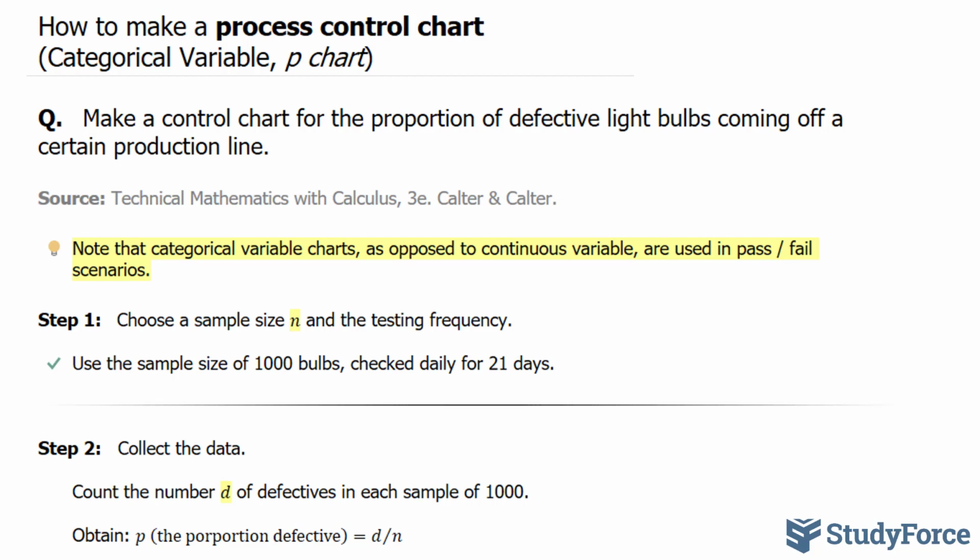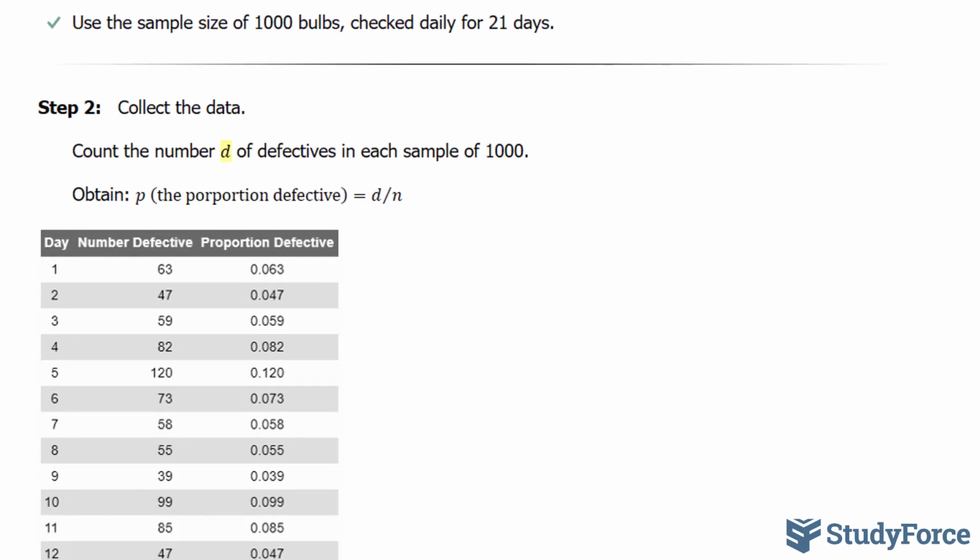For this, we'll use a sample size of 1,000 bulbs every day for 21 days. So, as the quality control personnel, you will be looking at the 1,000 bulbs built in that day for the next 21 days. Next, you'll collect the data and you will count the number of defectives in each sample of the 1,000. So for example, on day 1, I found out that there were 63 defects.